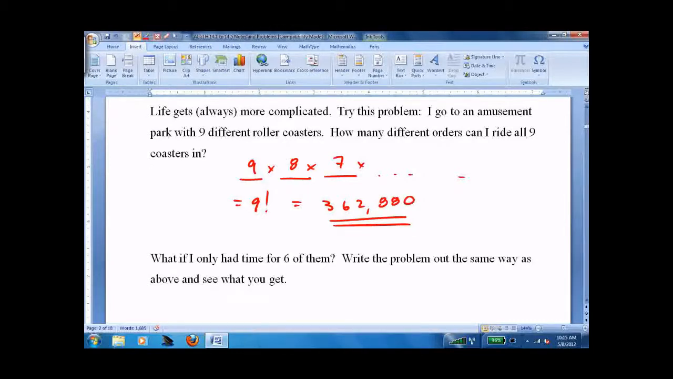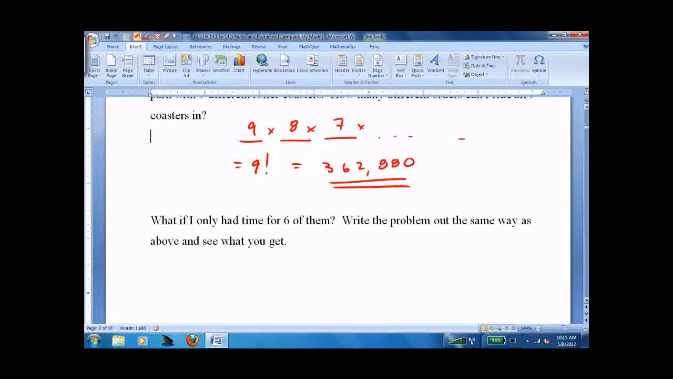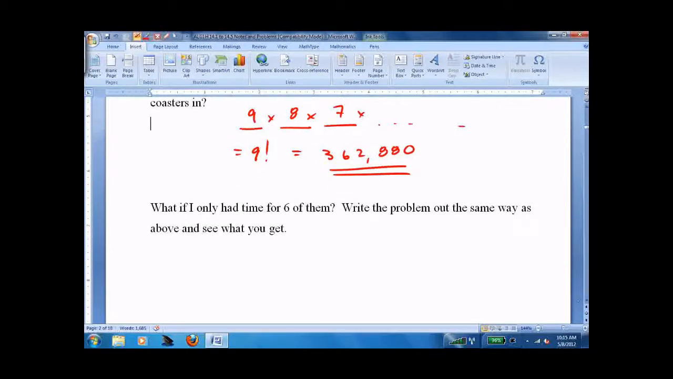Well, let's make it more complicated. I get to the park and I realize, you know what? We really don't have time. I'm only going to ride 6 of them. How many different orders? Well, what's the first choice? There's 9 of them. What's the second choice? There's 8 of them. Then there's 7 choices. Then there's 6 choices. Then there's 5 choices. And then there's 4 choices. But that's it. I'm out of time. I can only get to 6 of them.